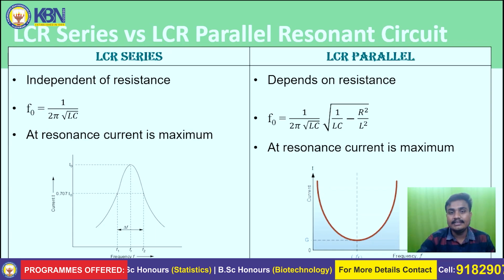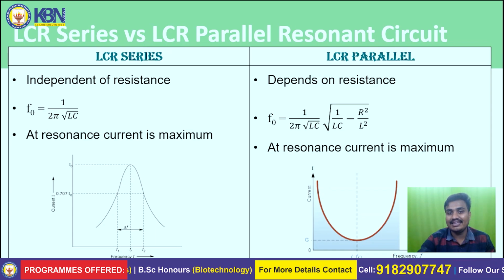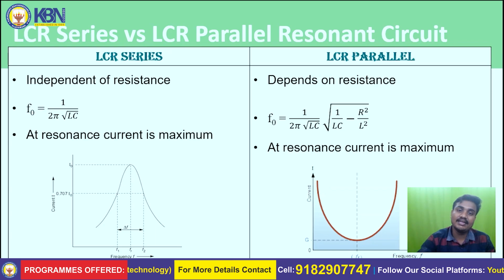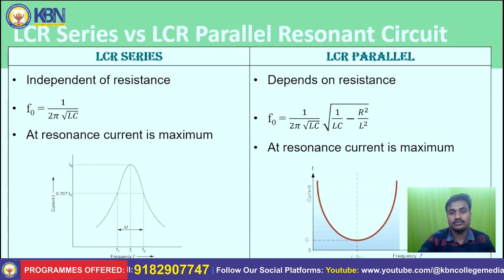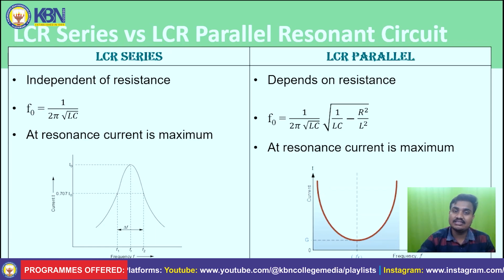The resonant frequency in an LCR series circuit is given by f0 is equal to 1 by 2 pi square root of 1 by LC. Whereas the resonant frequency of an LCR parallel circuit is f0 is equal to 1 by 2 pi times the square root of 1 by LC minus R squared by L squared.